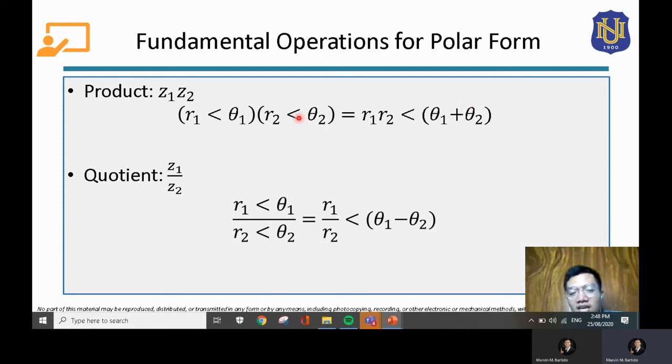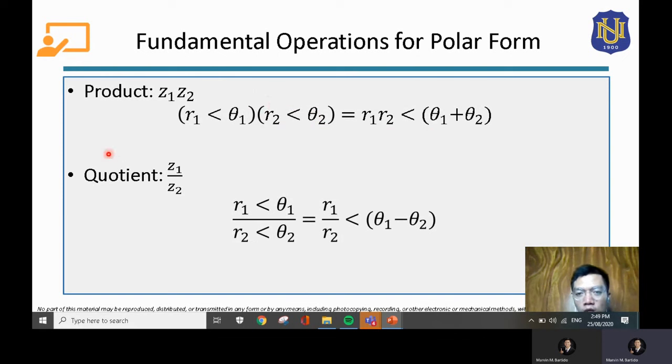Again, that is just the product of your moduli R1 and R2 and just the sum of your theta 1 and theta 2. That's how you multiply complex numbers in polar form.